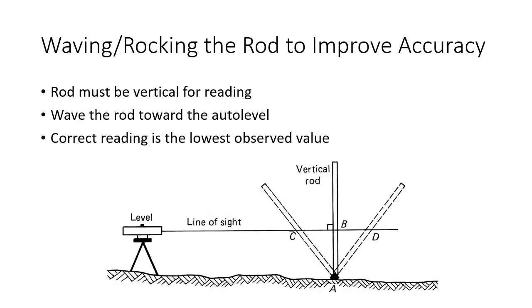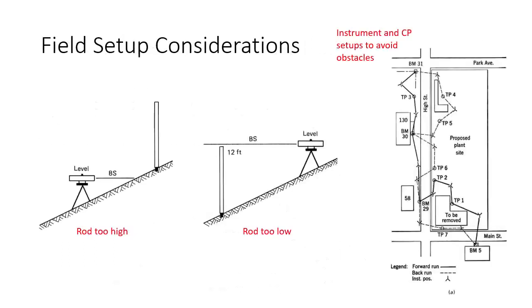But remember, one technique that you can use is rocking the rod. You can rock the rod back and forth, and whatever the lowest reading on the wire is, that's the one that corresponds to the true vertical distance. Whenever you're setting up, make sure you're watching out for this, that the rod isn't too high to take a reading or the rod isn't too low.